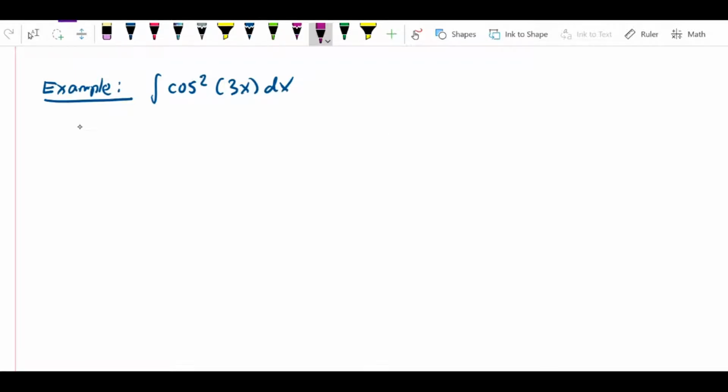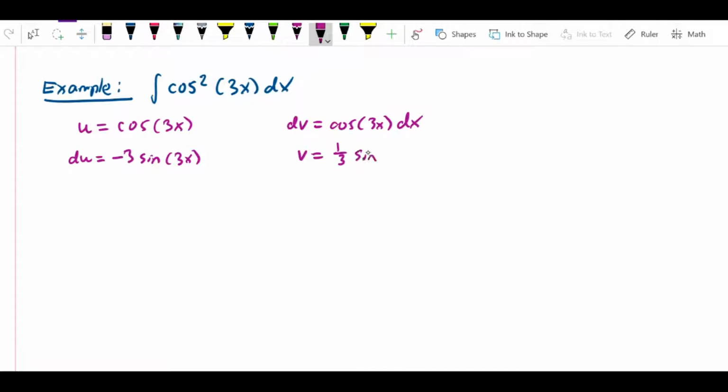So here's what I'm going to do. To do this by integration by parts, I'm going to set u equal to cosine of 3x and dv also equal to cosine 3x dx. The product of those together gives us cosine squared 3x dx. So du is going to equal negative 3 sine of 3x, and v will be 1/3 sine 3x.